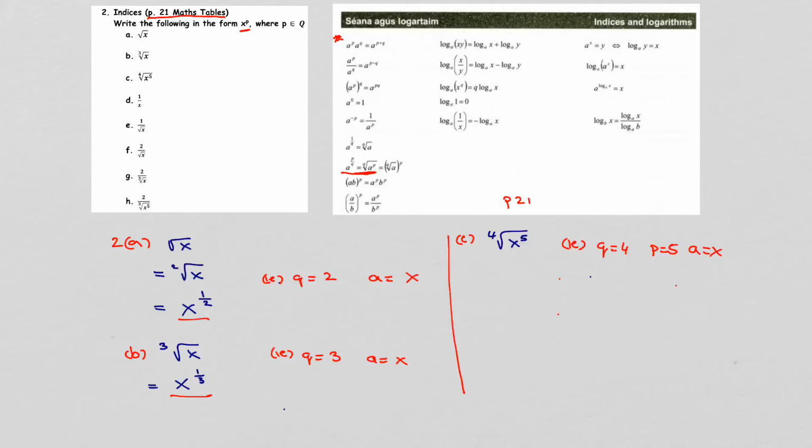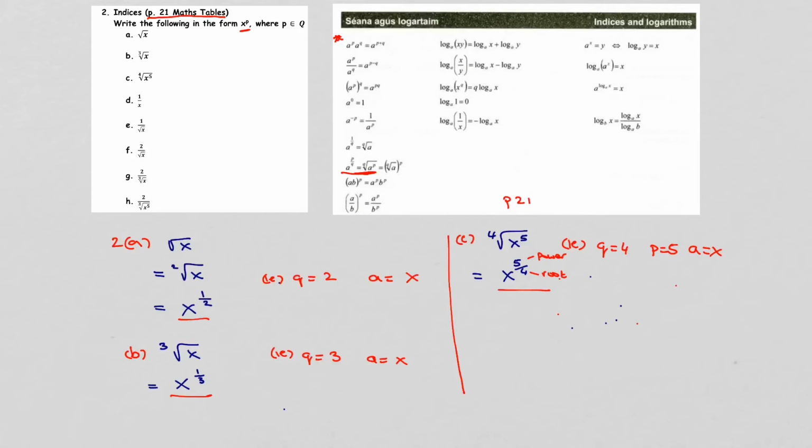Therefore, if I apply the rule, it says that if I have the q root of a to the power of p, then that can be written as a to the power of p over q. So in other words, a here is x, p is the power, 5, and the root is 4. So that's going to be x to the power of 5 over 4. The top is always the power and the bottom is always the root.